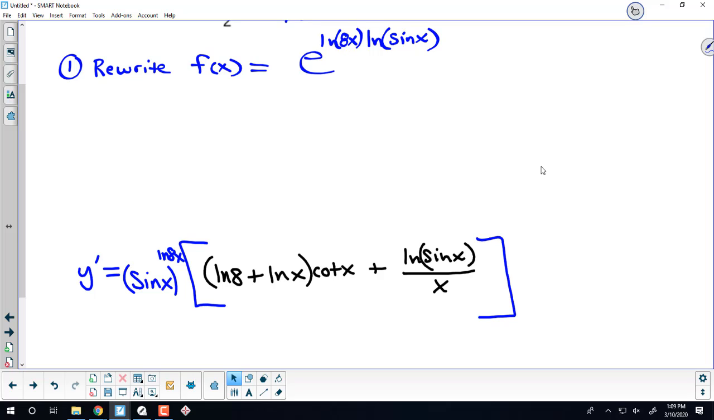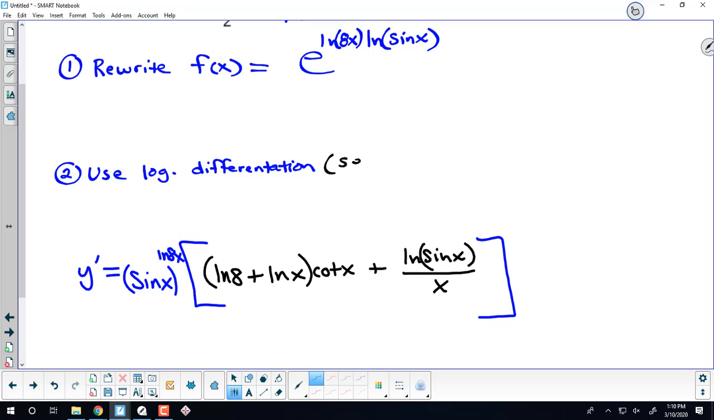Or we could use the second method from our notes in class. We could use logarithmic differentiation. I think it's the same problem. Yeah, it's the same problem. Use logarithmic differentiation.